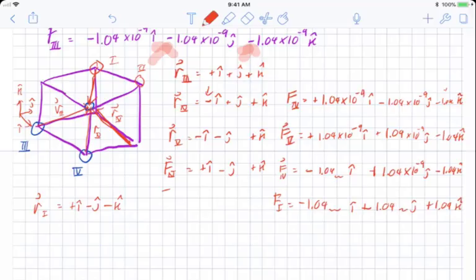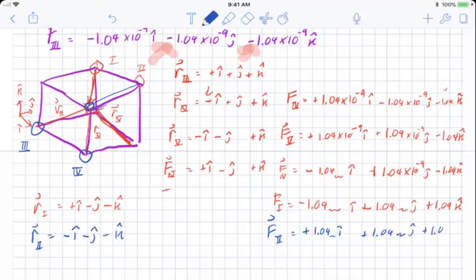And then the last one, going that way, the second charge, it's going in the minus I hat direction. It's going in the minus J hat direction, and it's going down. So I'm going to switch all the signs. Plus 1.04 I hat, plus 1.04 J hat, plus 1.04 K hat. Okay?